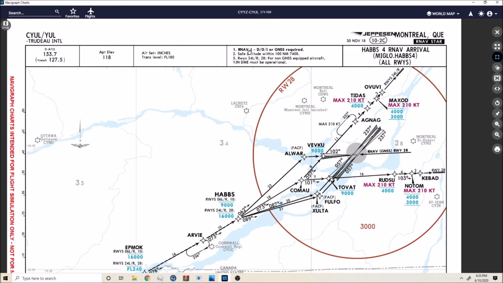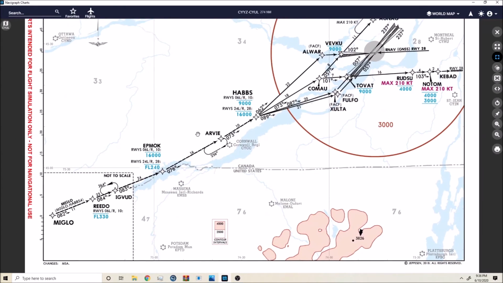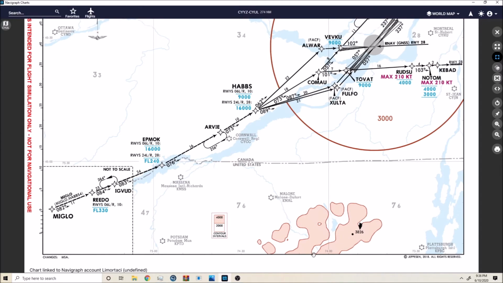GNSS required or RNAV 1D. Safe altitude within 100 miles is 7,400 feet. And runways 24 left and right and 28 are for non-GNSS equipped aircraft. VOR and DME must be operational though. In our case, in X-Plane, you all have GNSS, so it's fine. And coming through here, it maybe just mentions a little bit of terrain to the right. It's pretty far off your course, but a little bit of terrain off the right side. The highest point being this one right here at 3,826 feet.